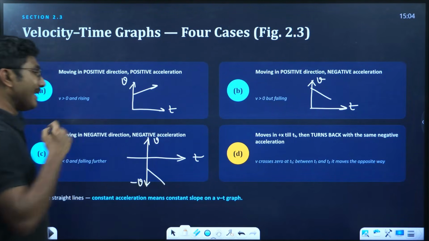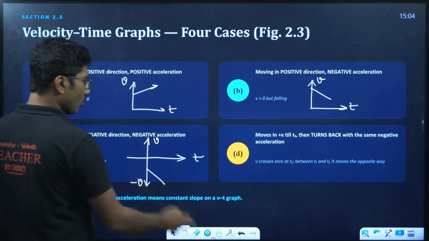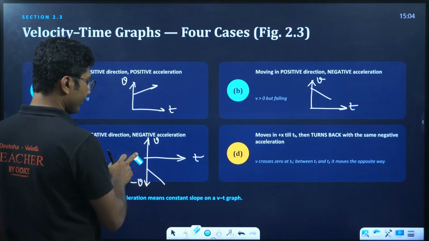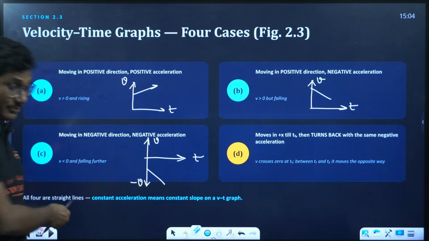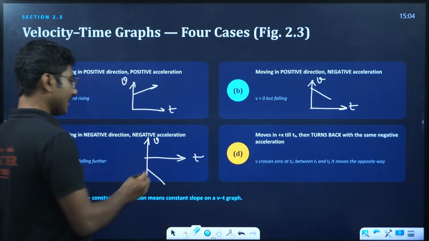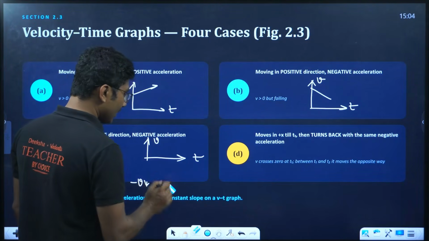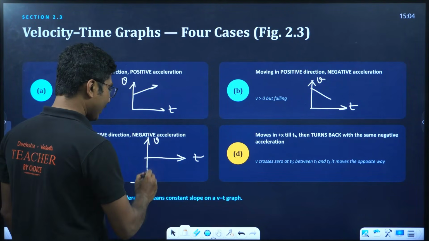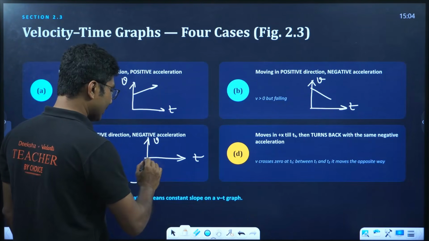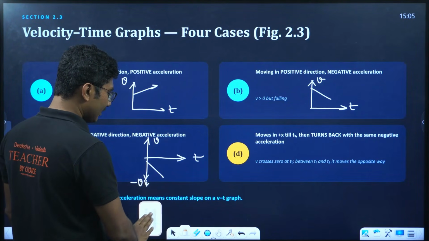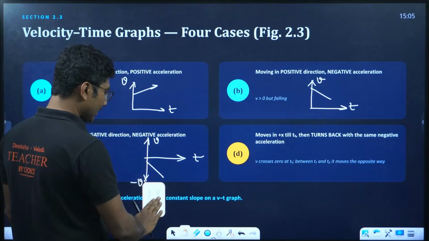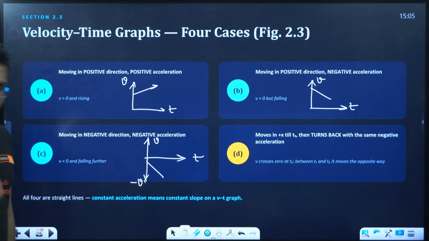Now remember, in any such cases there will be no graph which is in the negative time axis. Time cannot be negative. So I mistakenly drew the graph in the negative time axis, which is not possible. That was also a point where a question was asked that which of the following graphs is not possible, and actually it was nothing but the negative time graph. So negative time graph is not possible.